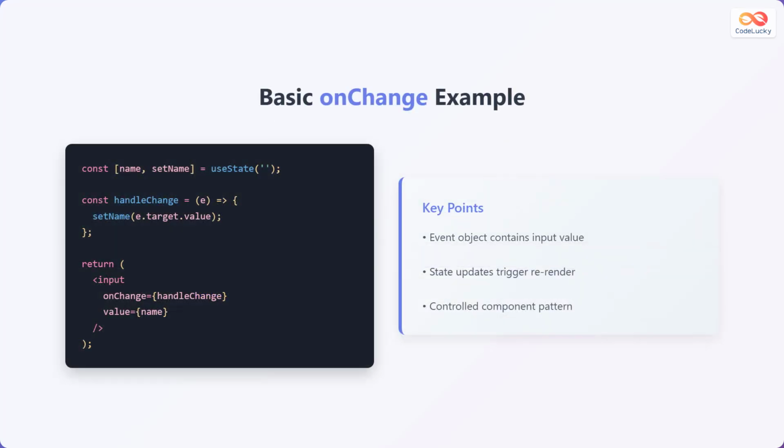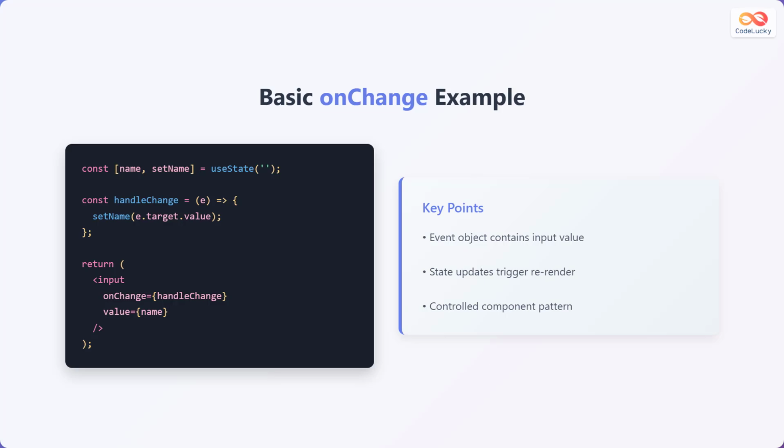Let's examine a basic example. First, we define a state variable name and its update function setName using the useState hook, initialized with an empty string. Then we define a handleChange function that takes the event object e as an argument. Inside handleChange, we call setName with e.target.value, which updates the name state with the current input value.